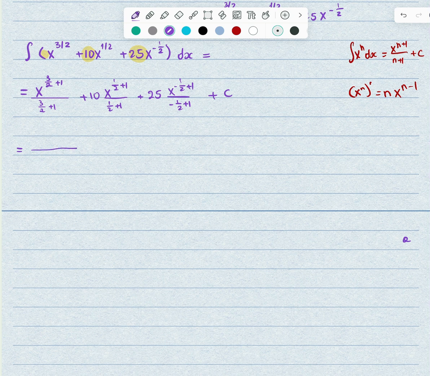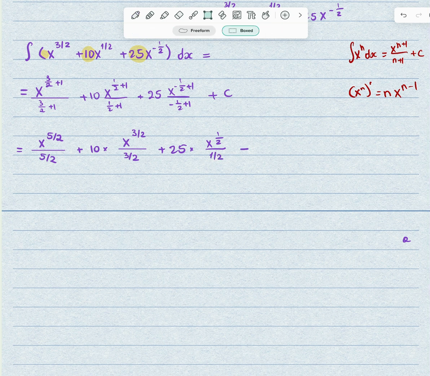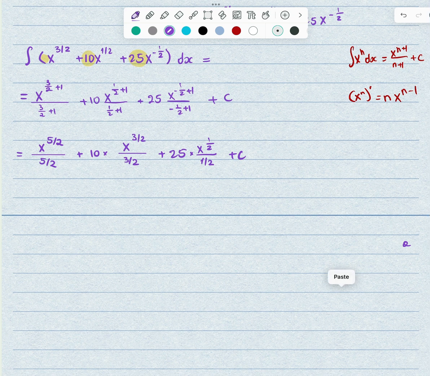So finally I can say the first one is going to be x to the power of 5/2 divided by 5/2, plus 10 multiplied by x to the power of 3/2 divided by 3/2, and plus 25 multiplied by x to the power of 1/2 with a 1/2 on the denominator, and then you're going to say plus c. Don't forget c, once you integrate it, you've got to write plus c.